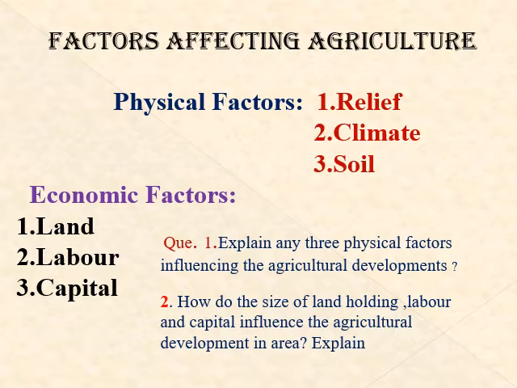Then third, capital. All agricultural inputs like HYV seeds, means of irrigation, fertilizers, pesticides, labor, machineries, land, lease, fodder, fuel, power and veterinary services. So for that, capital is required. So students, these three economic factors, that means land, labor and capital, affect the agricultural activities.